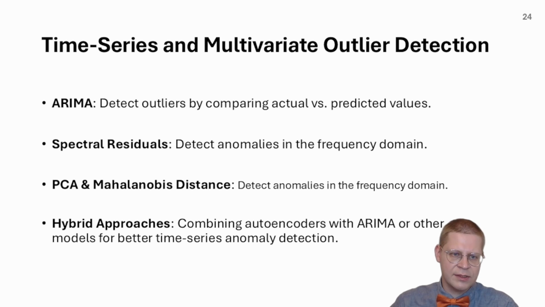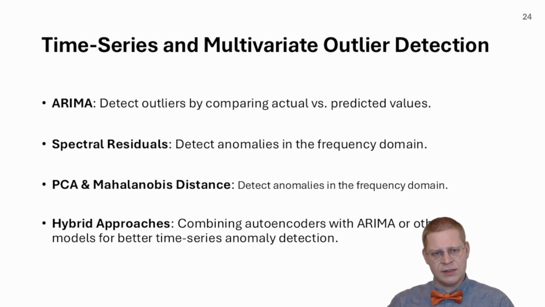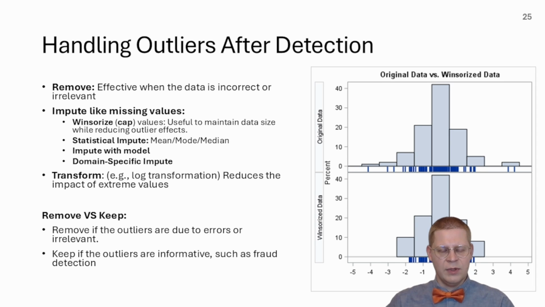Time series and multivariate outlier detection is also an option. We'll discuss those options during the lectures on time series. So for you, just to know that there are options to do so. Let us move on. Imagine we have successfully identified outliers. So what should we do next? There are several options for this.